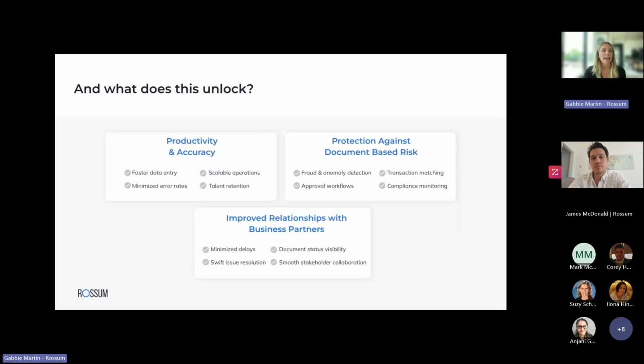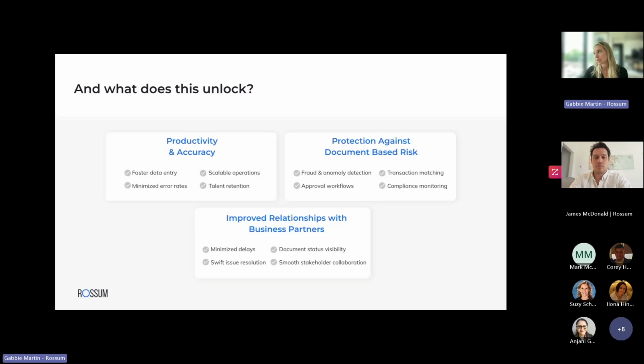So what does IDP or automation unlock for businesses who are having these problems? Number one, productivity and accuracy. With automation, there's faster data entry with minimized errors, and it's a scalable solution.